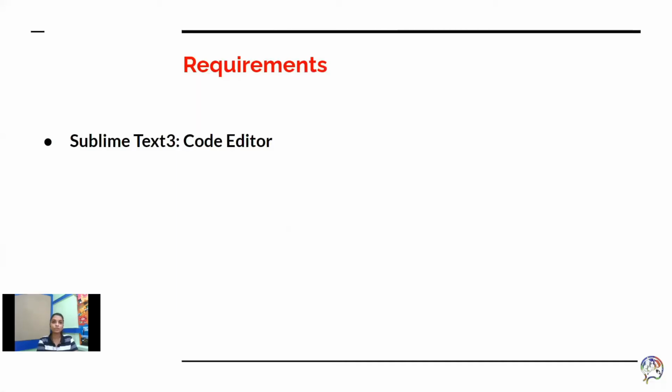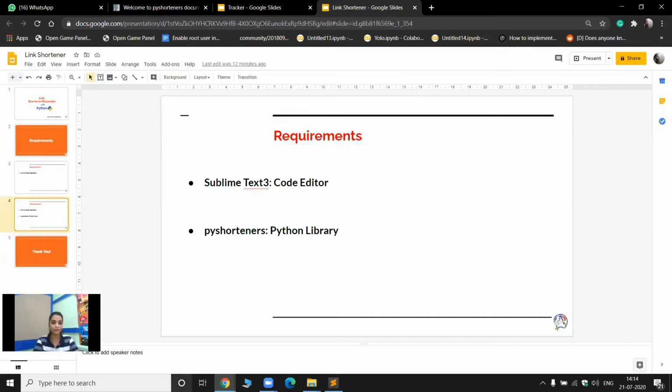So let's see what requirements we need. The first thing is going to be a code editor, and for that I'm going to use Sublime Text 3. You can use any other code editor if you want. The second is going to be PyShorteners, which is a Python library. Using this library, you can shorten or expand any URL using different URL shorteners. For this project, we are going to use TinyURL as the URL shortener. So let's see how to get these things.